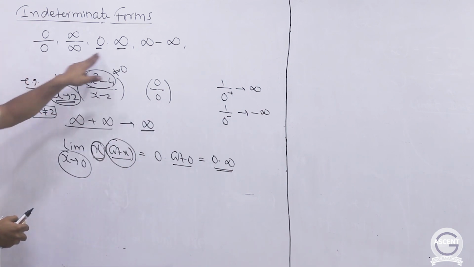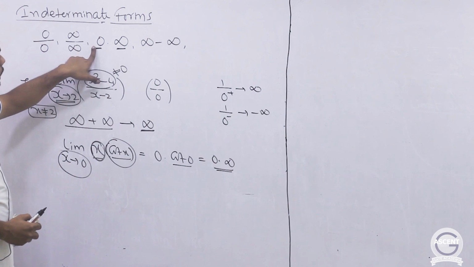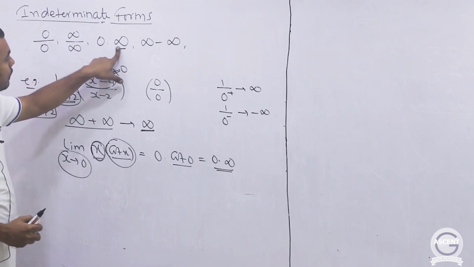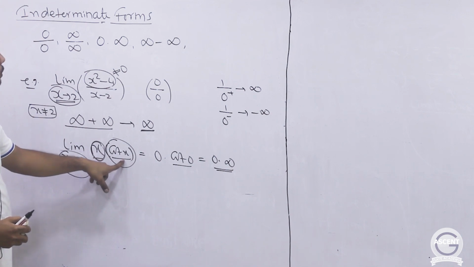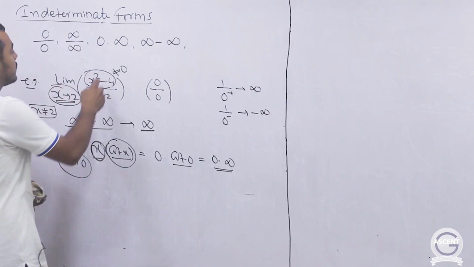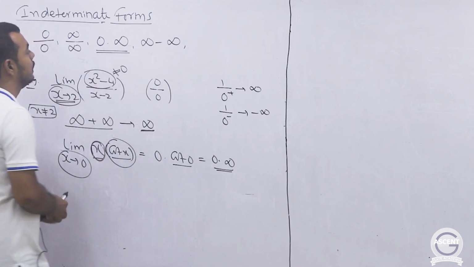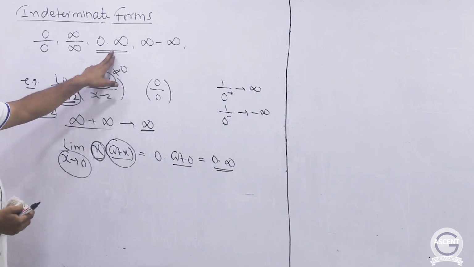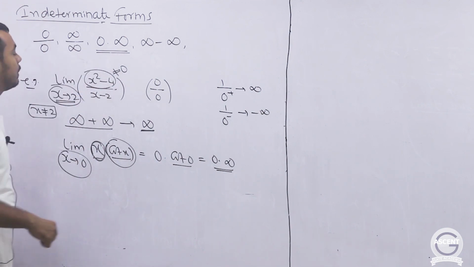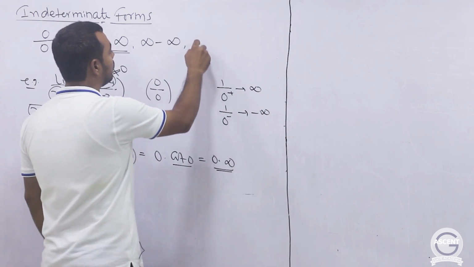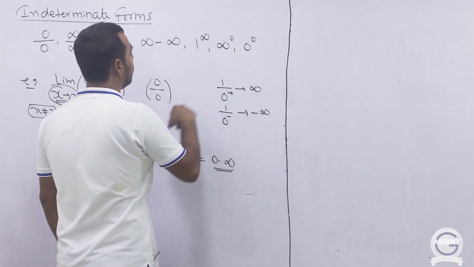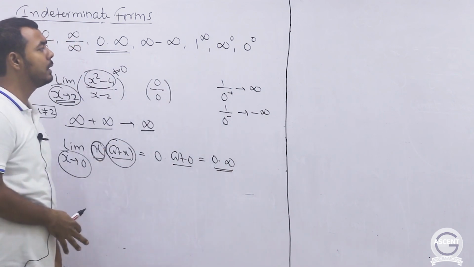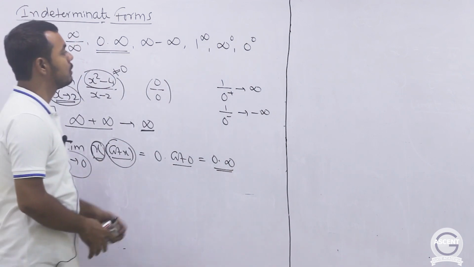So in all these indeterminate forms, you should not think that this is exactly 0 and this is infinity. One part is approaching 0, another part is approaching infinity, and therefore we cannot say what the value of the product of these two will be. So it becomes indeterminate. Similarly, there are three other indeterminate forms: 1 to the power infinity, infinity to the power 0, and 0 to the power 0. Again, all these are indeterminate because of the same logic.